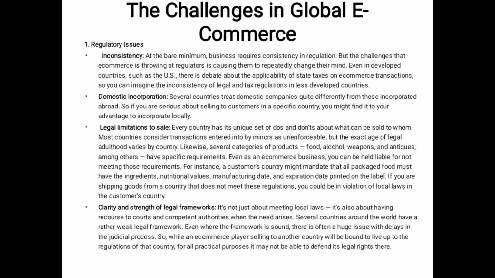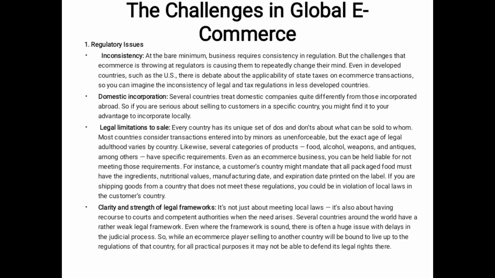Next, we'll be moving to challenges of global e-commerce. There are many challenges that e-commerce will be facing. First, regulatory issues, because one country's regulations are different from another country's. Therefore, various regulations are troubling. First one is inconsistency. At the bare minimum, businesses require consistency in regulation. But the challenges that e-commerce is throwing at regulators are causing them to repeatedly change their mind. Even in developed countries such as the US, there is a debate about the applicability of state taxes on e-commerce transactions. So you can imagine the inconsistency of legal and tax regulations in less developed countries. In the USA itself, regulations regarding e-commerce taxation are changing and not fixed. There is no consistency. If in the USA itself there is no consistency, then what about other small, underdeveloped and backward countries? So this inconsistency will trouble e-commerce on a large scale.